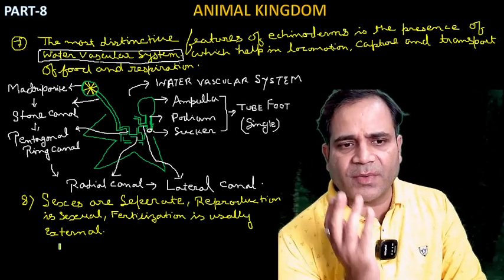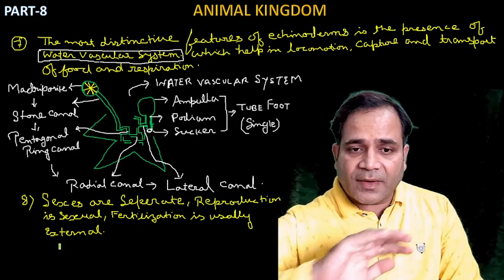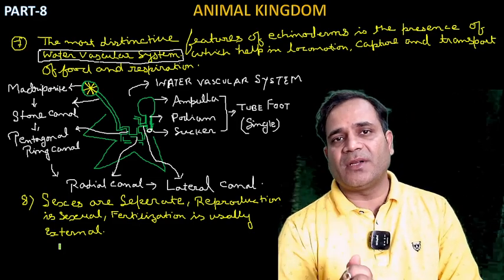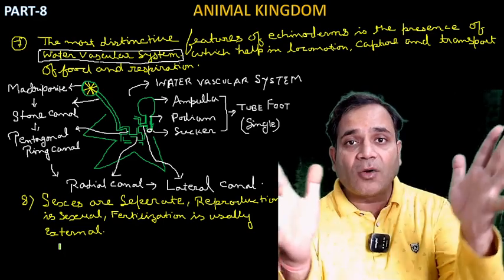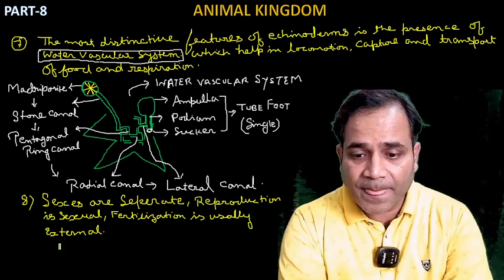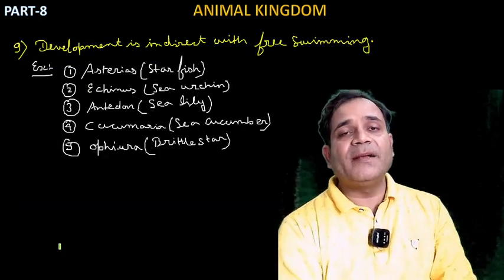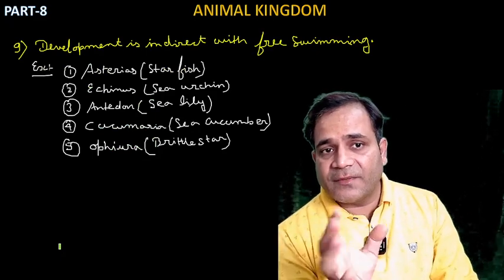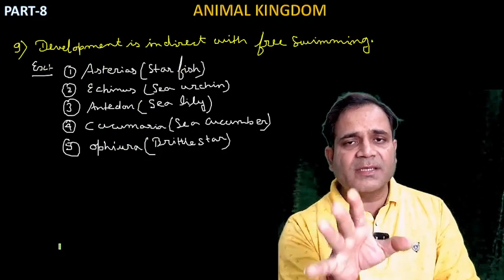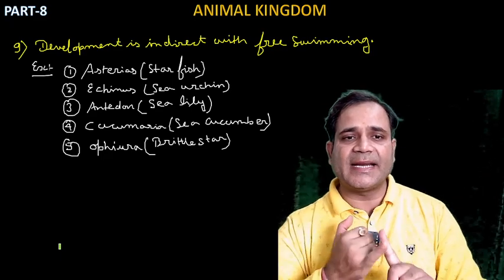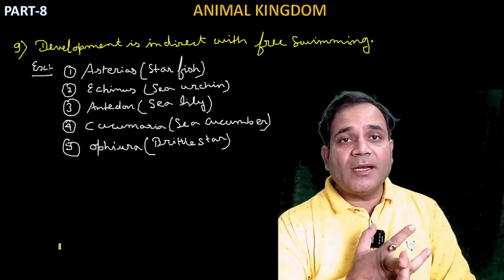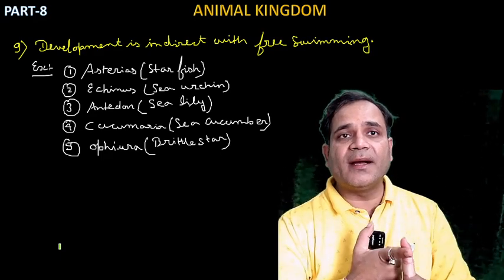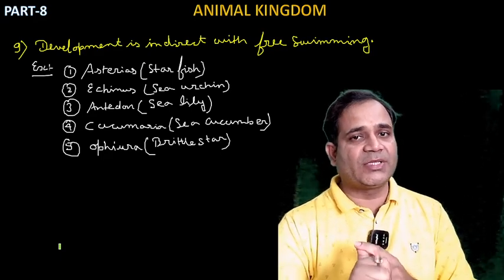Sexes are separate, reproduction is sexual, and fertilization usually takes place externally, my dear. External fertilization means the fusion of gametes outside the body. Development is indirect with a free-swimming larva. Some important examples are Asterias, starfish; Echinus, sea urchin; Antedon, sea lily; Cucumaria, sea cucumber; and Ophiura, brittle star.